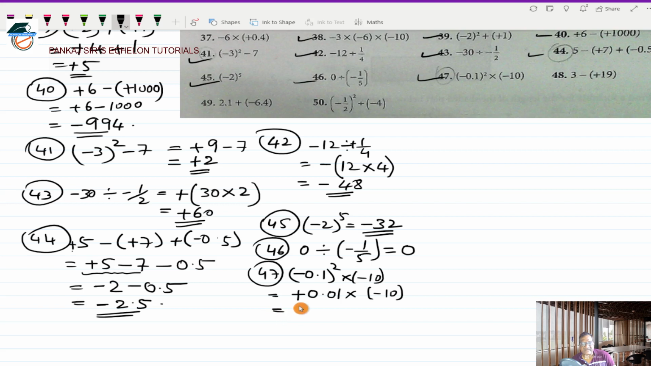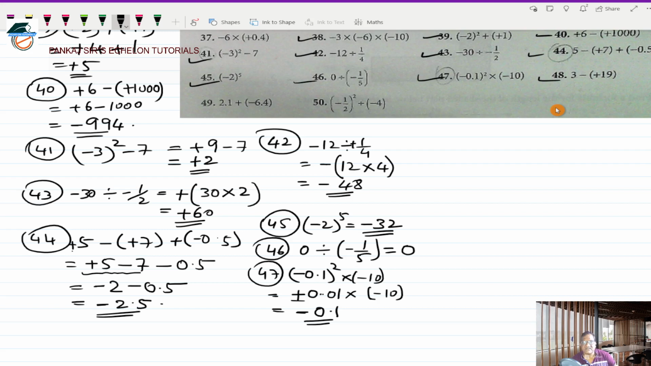Fine. Now again you have this plus and minus sign that you will have to multiply, so the answer will be minus, and then 0.01 multiplied by 10 will make it 0.1, because the decimal will move one place to the right when you multiply by 10. So your final answer will be minus 0.1. Okay, so that was the answer for 47. 48.